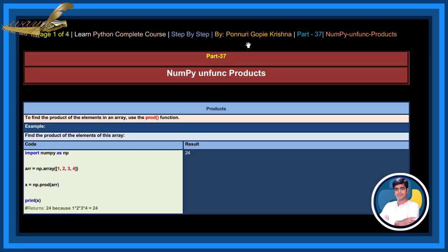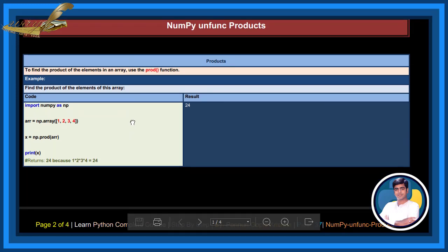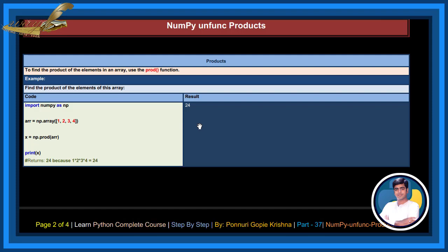In this session, let us learn about products. To find the product of the elements in an array, use the prod function. Find the product of elements of this array. See, by using the np.prod method, it returns 24 because 1 into 2 into 3 into 4 is equal to 24.